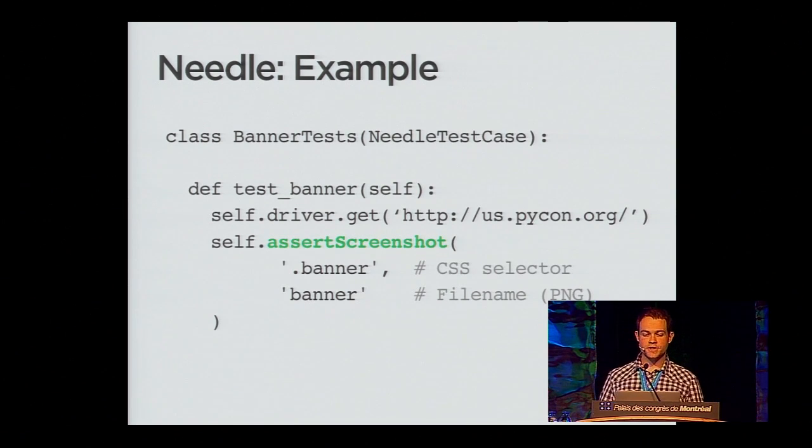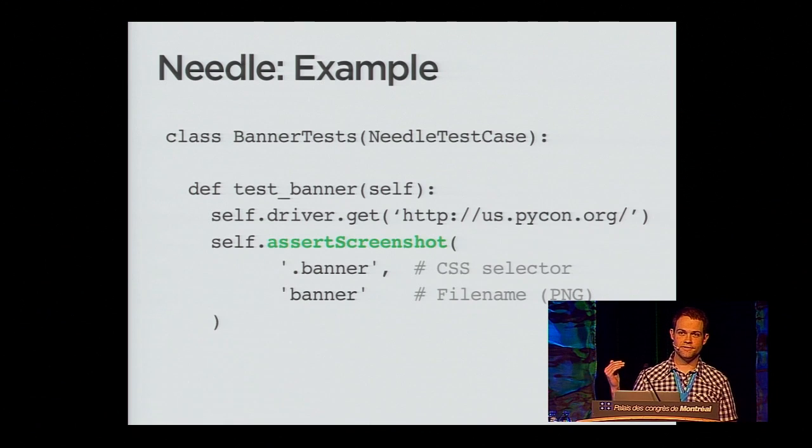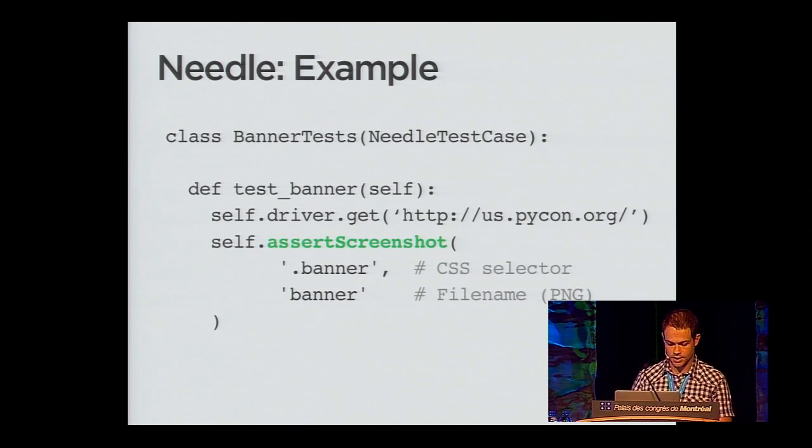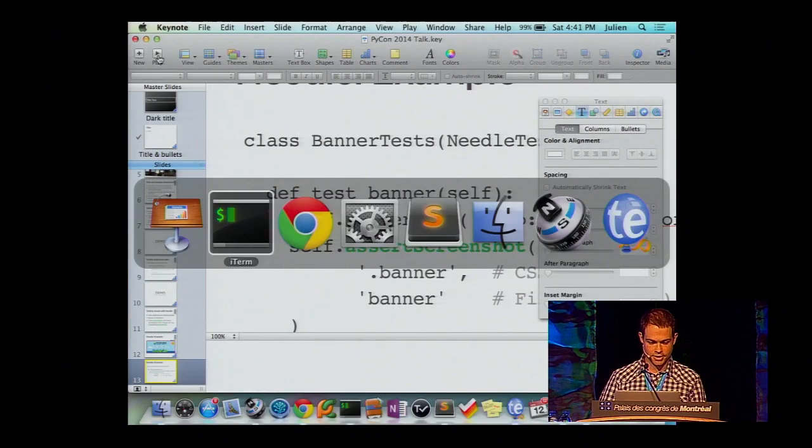And the very first time you run this test, you're going to pass it a flag, which is going to instruct Needle to actually save a baseline copy of the screenshot. And every subsequent time that you run the test, for example, on a CI server, you will run this test without that flag. What it's going to do is take a new screenshot and compare it with the baseline image that you've previously created. So I'm going to give you a quick example again.